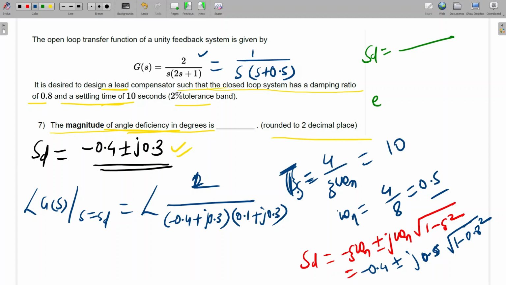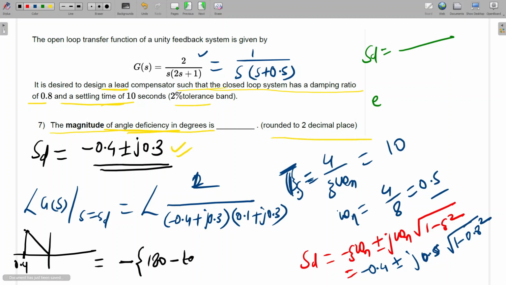Are the values correct? Yes, sir. So from this we can find the angle. The angle for minus 0.4 plus j0.3 will be, since it goes in the denominator, it will be minus: minus (180 degrees minus tan inverse of 0.3 by 0.4). This is the angle from this one.